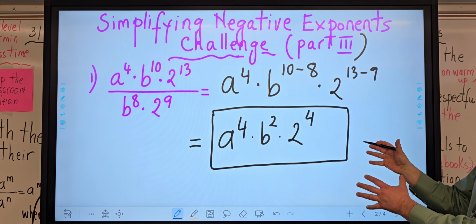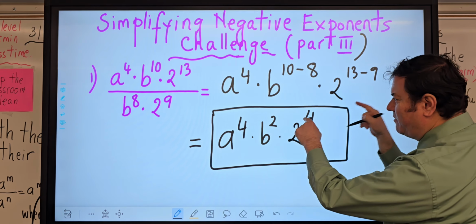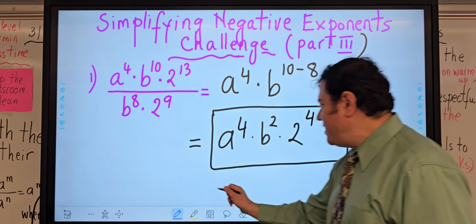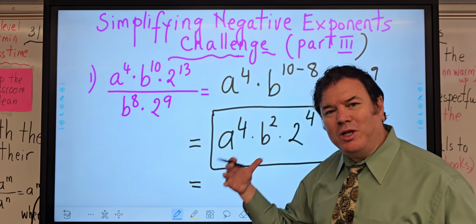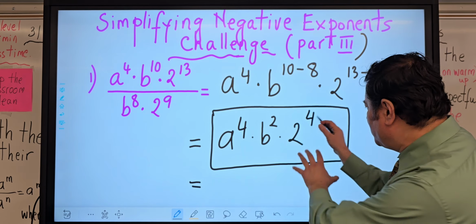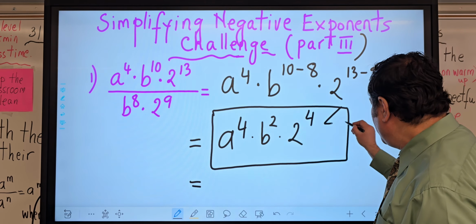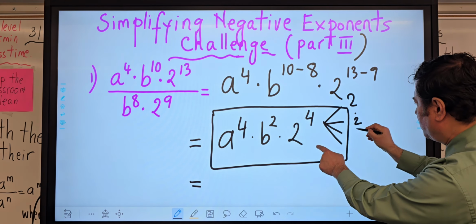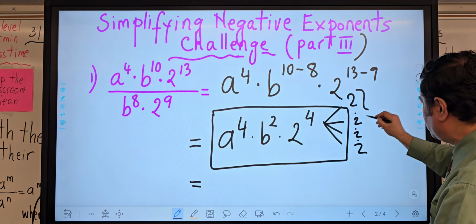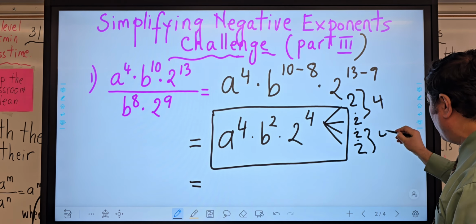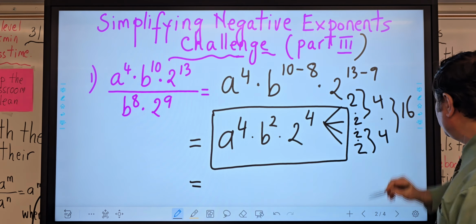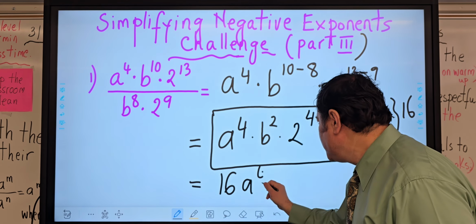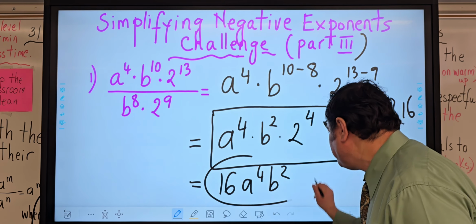Okay, this is our final answer, and again, we have only positive exponents in our answer. A to the 4th, b to the 2nd times 2 to the 4th, and then usually we put the whole numbers first. So we are going to keep the whole numbers first, and if we multiply 2 to the 4th, since this is a small number, this becomes 2 times 2 times 2 times 2. And all of this together, that's a 4. This is a 4, and 4 times 4 becomes 16. So actually the final answer is going to be 16 a to the 4th b to the 2nd power.